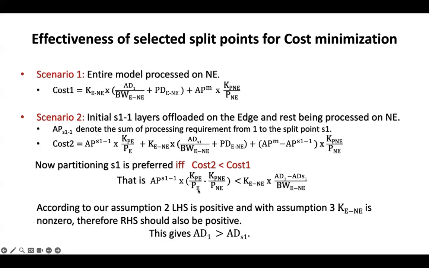So again, on the left hand side, the second term is positive because of our second assumption, and the cost of transmission is positive with our third assumption, and that is why the last term also has to be positive. So which gives us the same inequality that again only those layers will be feasible for which the data transmission required is less than the previous ones. So only the split points that have the amount of transmission requirement in monotonically decreasing order will be the preferred points.